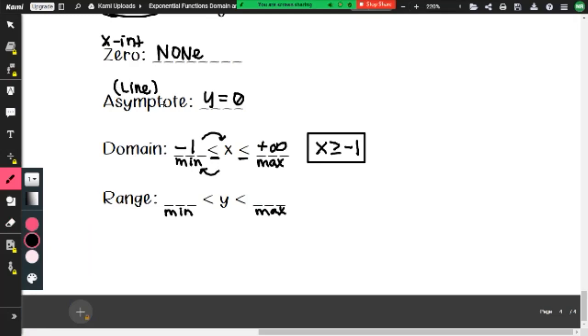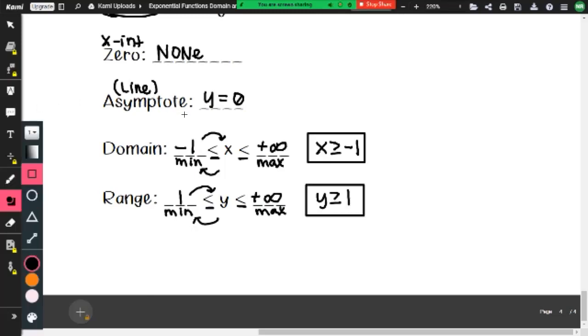Y values. What's your smallest Y value? 1, 5, or infinity? 1. And we also see a closed circle there. All right, what's the highest? 5 or infinity? Infinity. But we are going to flip this. Just because we write that number on the left side doesn't mean it has to be a negative number. That's okay. It is a positive number at that point. So we get y is greater than or equal to 1. Box it in, circle it, do what you got to do.